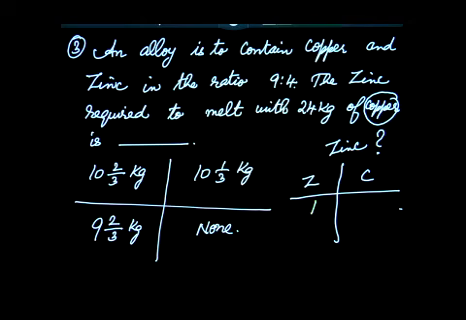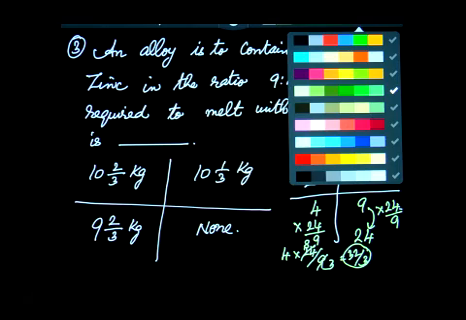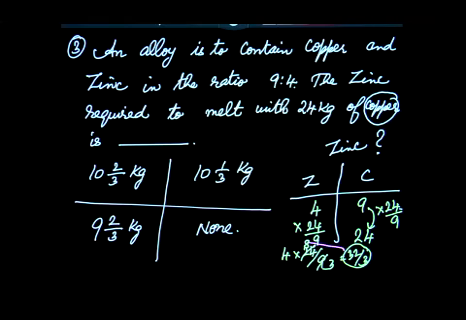Again we have to write in the place of copper 24 kilograms. So 9 can be converted to 24 by multiplying with 24 by 9. Similarly we have to do for zinc also. 4 into 24 by 9, our answer is 32 by 3. That is 10 2 by 3 kilograms. Option A.